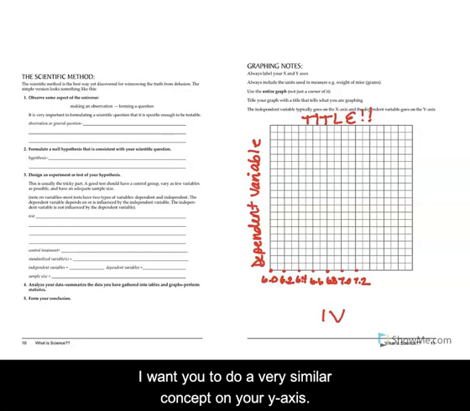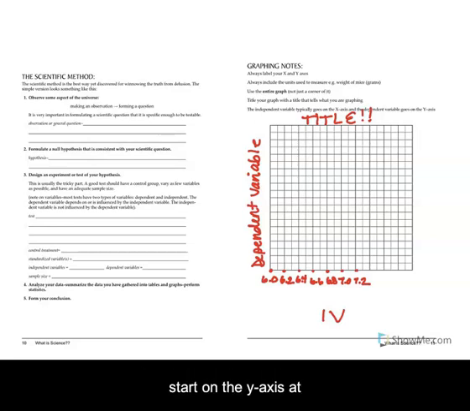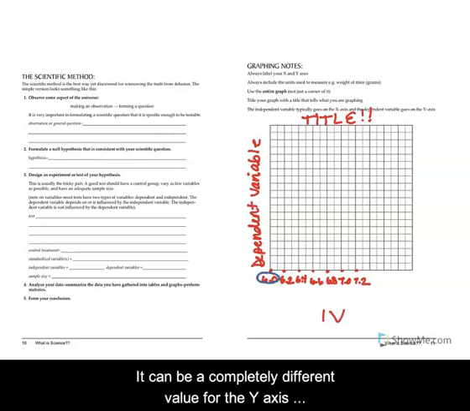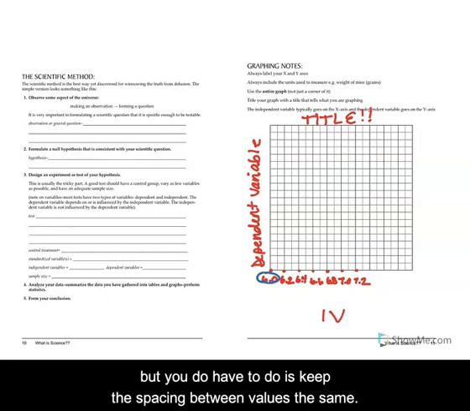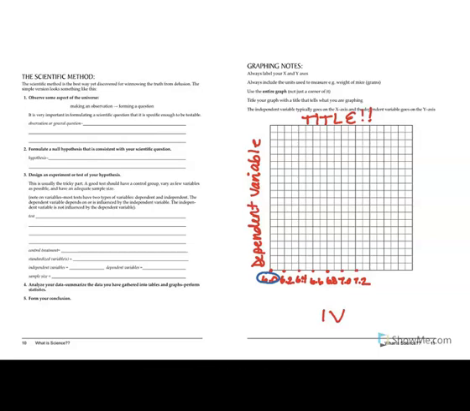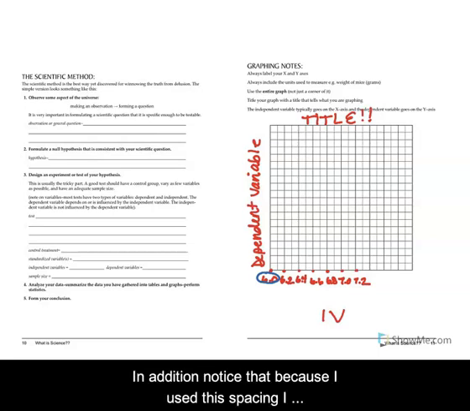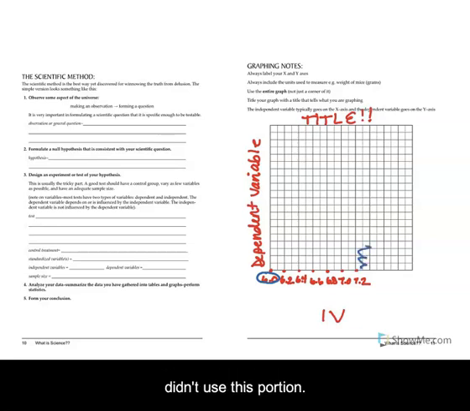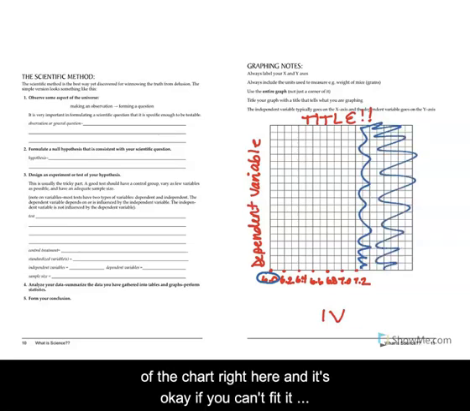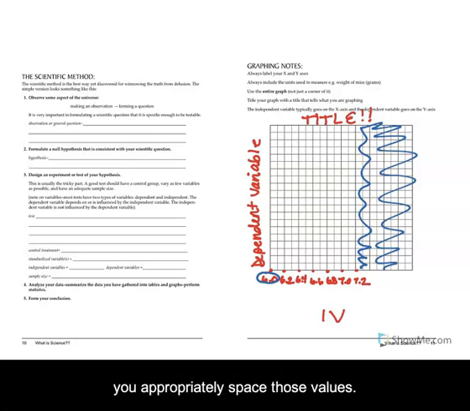I want you to do a very similar concept on your y-axis. You're obviously going to have different values. You do not have to start at 0, nor do you have to start on the y-axis with 6.0. It can be a completely different value for the y-axis, but what you do have to do is keep the spacing between values the same. In addition, notice that because I used this spacing, I didn't use this portion of the chart right here, and that's okay if you can't fit it completely in that chart. I want to just make sure that you appropriately space those values.